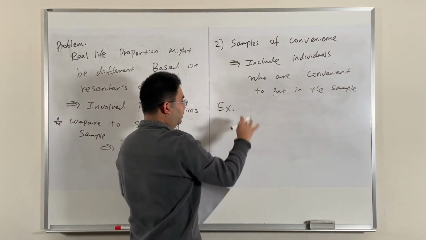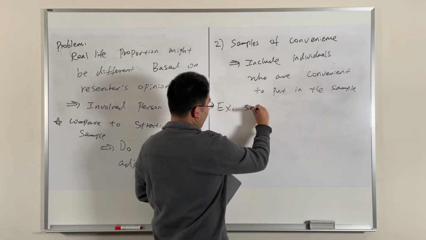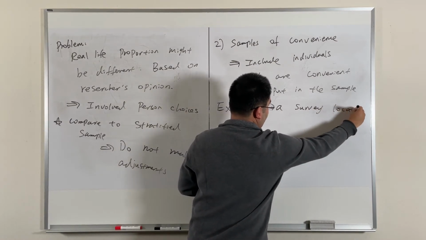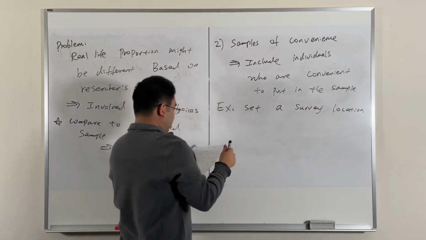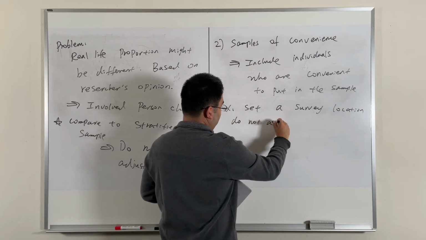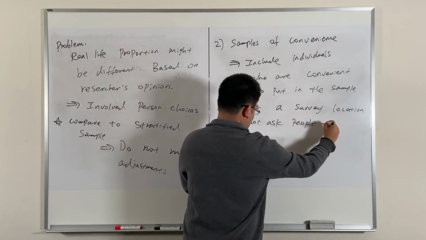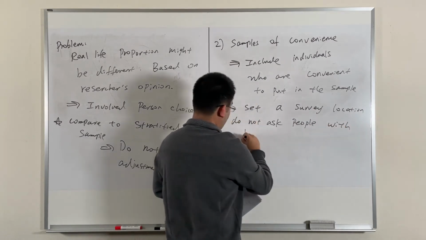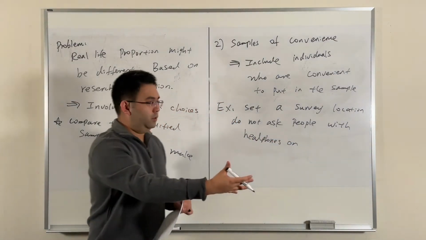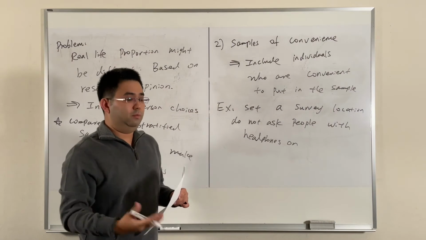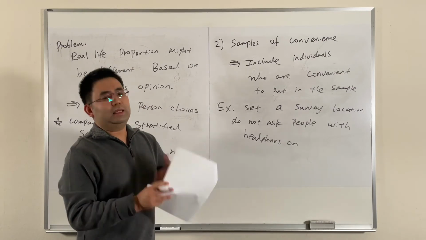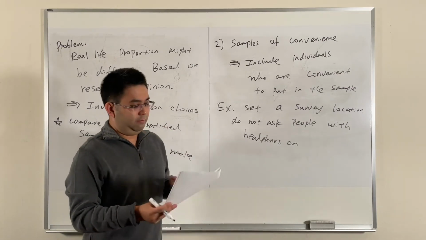So we're interested in this topic, and we're going to set up a survey location somewhere in the street. We set up like a booth on the street, and then we do not ask people with headphones on, because if they have headphones on, we need to ask them to take them off and ask them questions, which is just not convenient. So we're going to ask people who do not have headphones on.